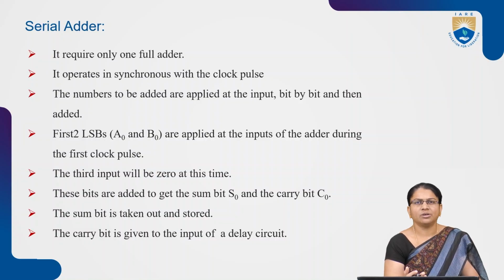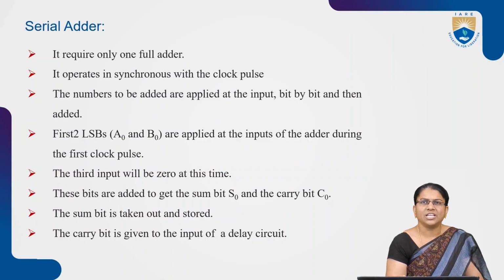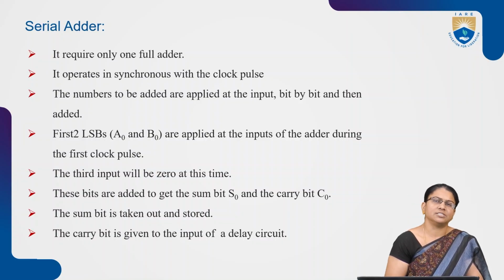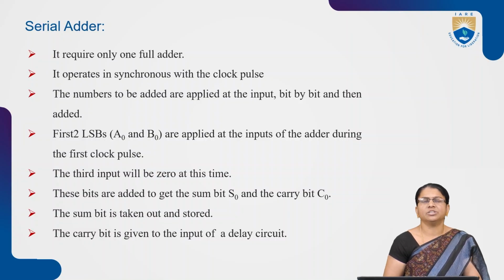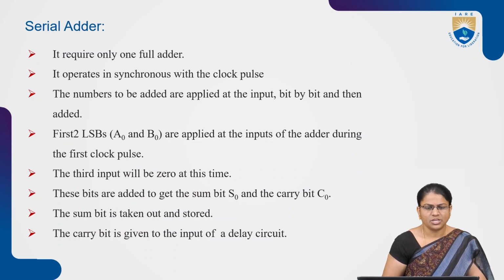Depending on the number of bits given as input to the full adder, the output bits can be calculated. So the serial adder addition takes place in a bit by bit fashion. The first 2 LSBs, the least significant bits, A0 and B0, are applied to the inputs of the adder during the first clock pulse. The third input will be 0 at this time.